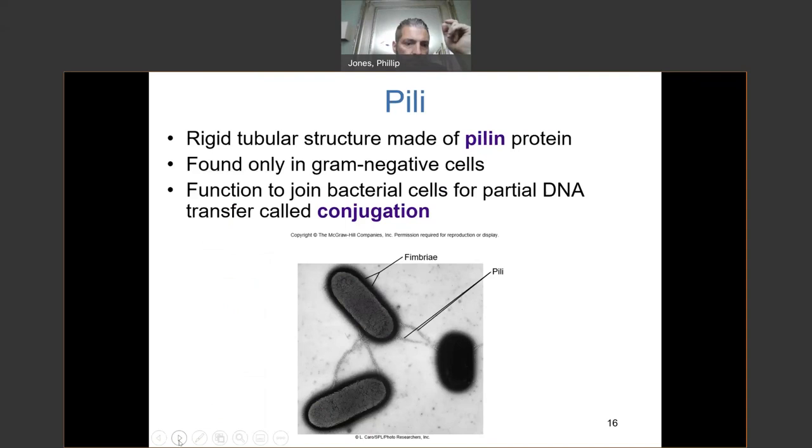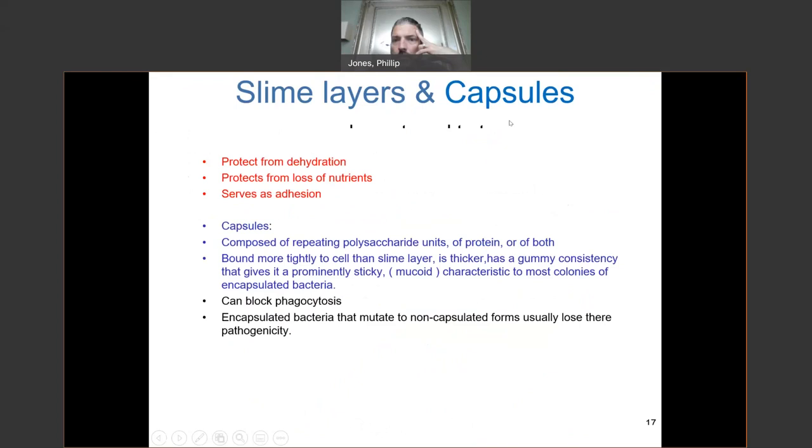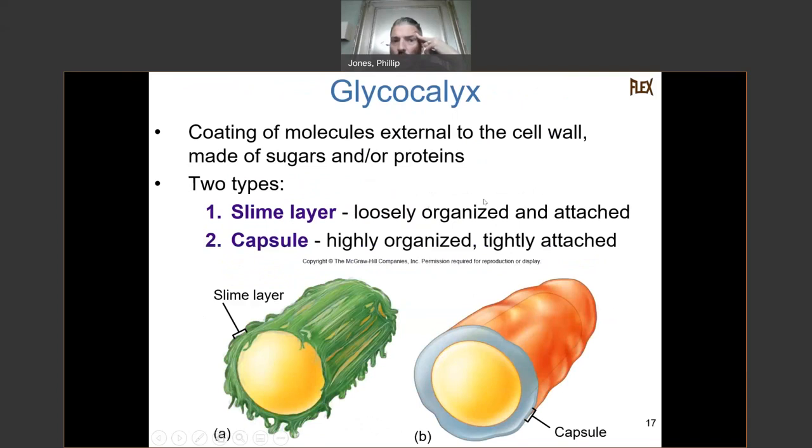Here's the glycocalyx. Remember, glyco means sugar. It's a coating of molecules external to the cell wall made of sugars and or proteins. And then we also have the slime layer and a capsule. If you were in lab, we saw Streptococcus pneumoniae, and we could actually see the shadow of the capsule. We're going to do a capsular stain on Klebsiella. It has a really thick capsule. Think of that as a really thick, chewy protein, or like a rubbery coating.